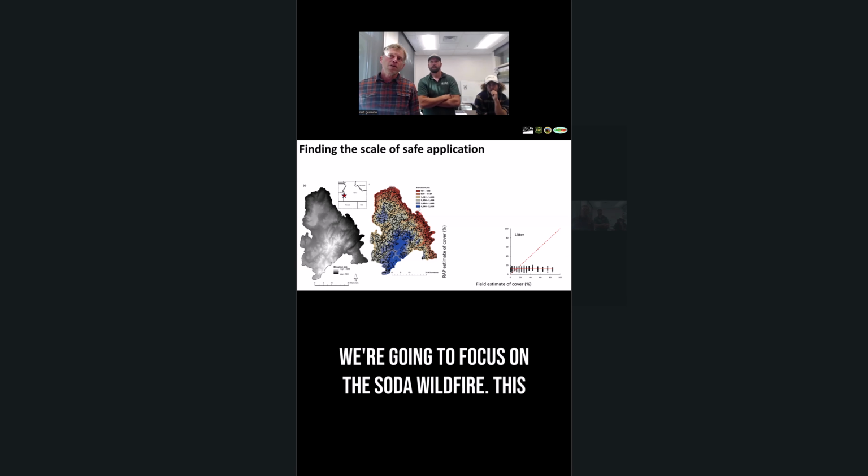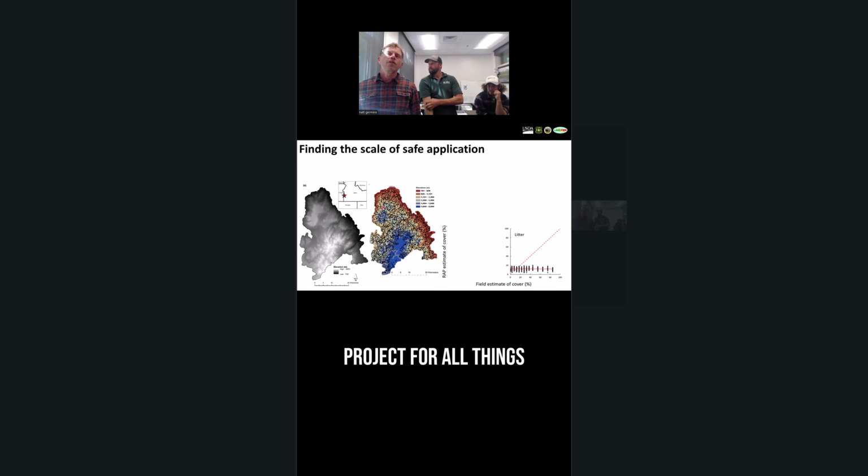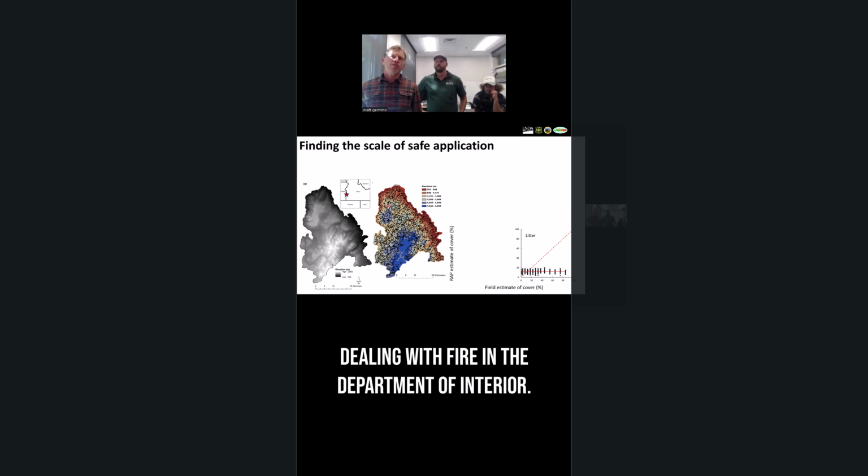So first, we're going to focus on the Soda wildfire. This happened in 2015, right here, close to Boise. 300,000 acres burned along the Oregon-Idaho border. This became a focus area and focal project for all things dealing with fire in the Department of Interior. It has since become by far the very best well-studied wildfire anywhere on Earth. There's something like 50 publications now, mostly from our team on this.